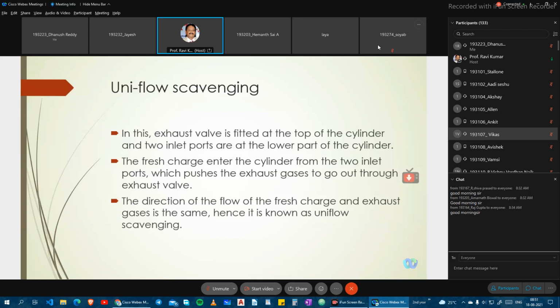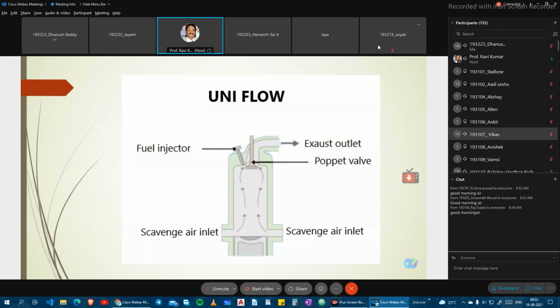The fresh charge enters into the cylinder from the two inlet ports, which pushes the exhaust gases to go through the exhaust valve. The direction of the flow of the fresh charge and exhaust gases is the same. Hence, it is known as the uniflow scavenging system. This is about the uniflow scavenging system.